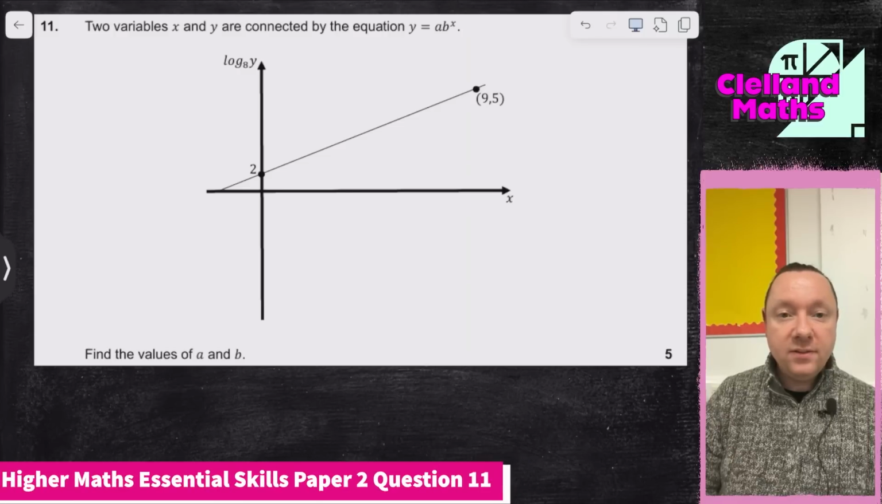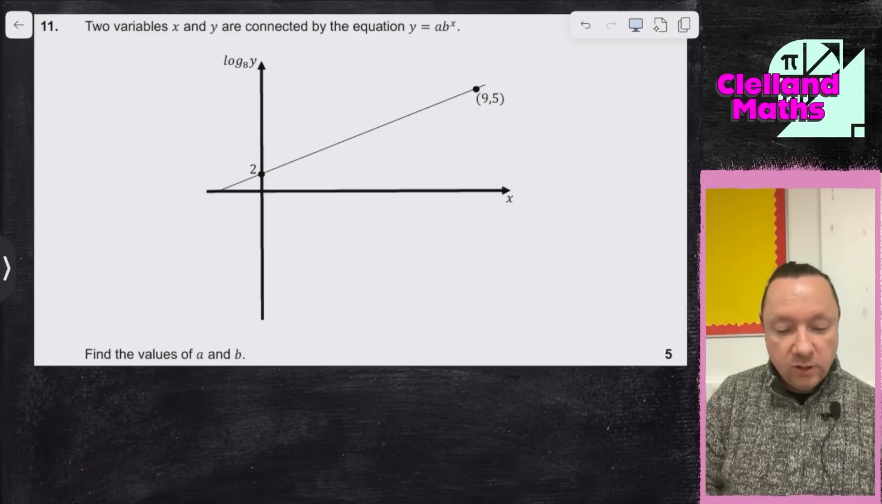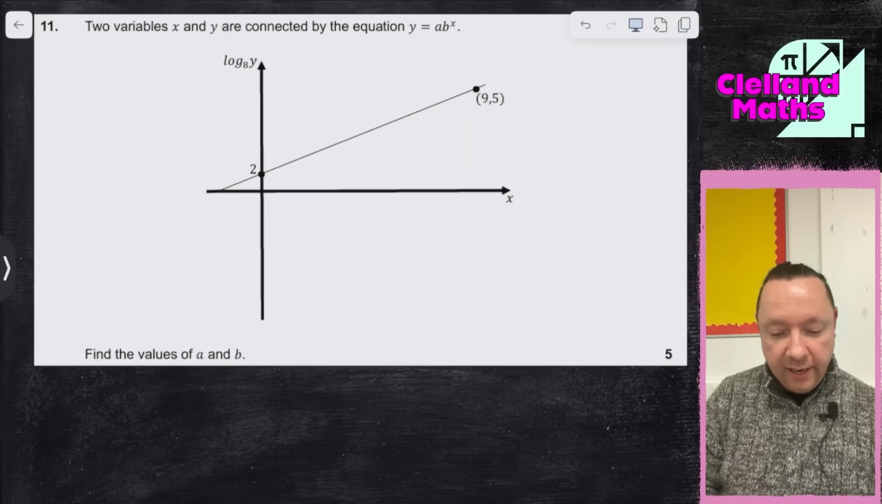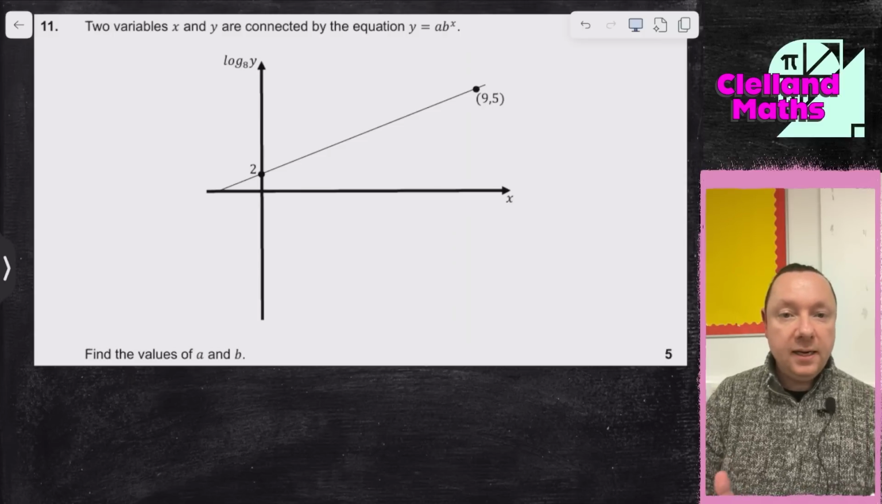SQA Higher Maths 2025 Essential Skills Paper 2, question 11. Two variables x and y are connected by y equals ab to the x, and you've got log base 8 of y shown, and you've got x shown, and you've got 2 and 9, 5. Find the values of a and b. Now I always start this from the beginning and work through it.